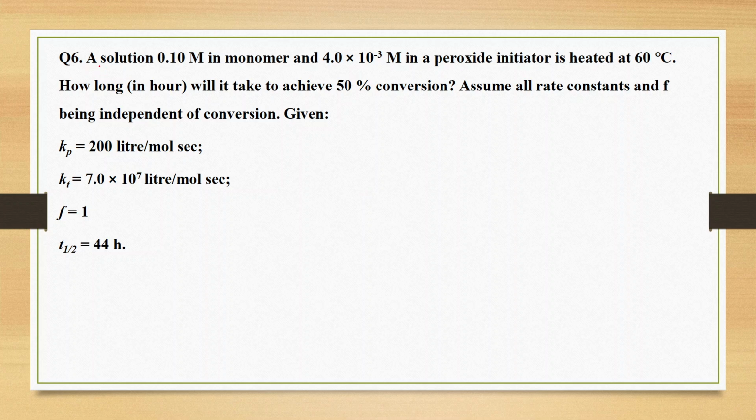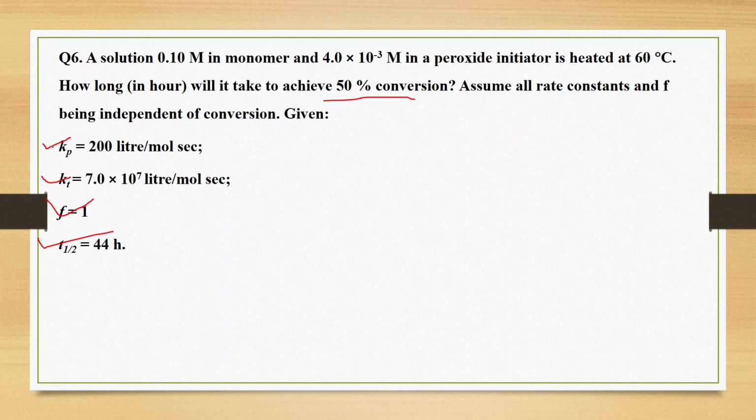So it states: a solution of 0.1 molar monomer and 4 into 10 to the power minus 3 molar initiator is heated at 60 degrees centigrade. How long will it take to achieve 50% conversion? Assume all rate constants are independent of conversion. Okay. So these are the rate constants that are given: Kp, Kt, F is also given, T half is also given. So you have all these values.